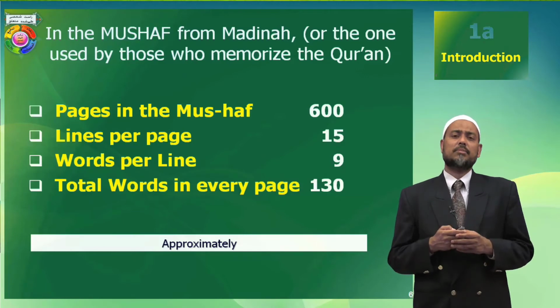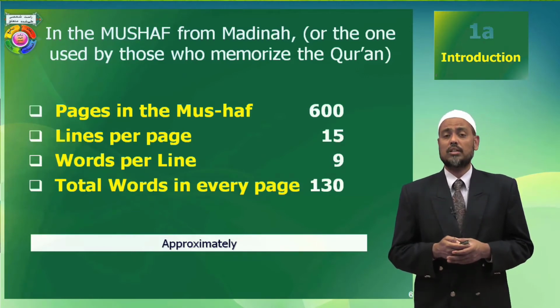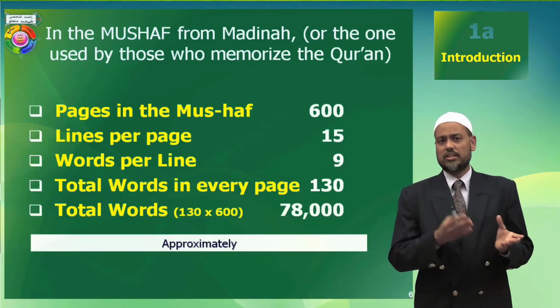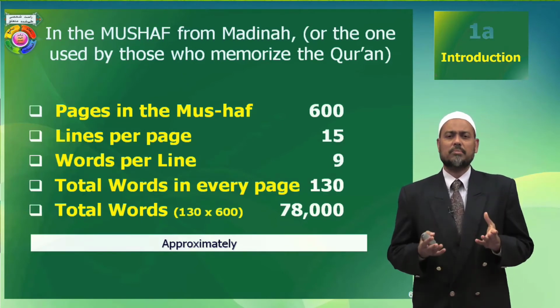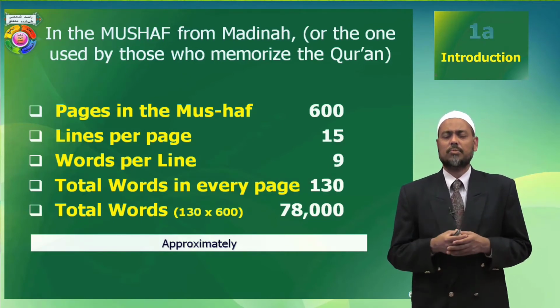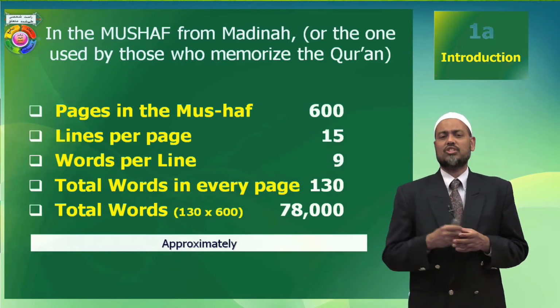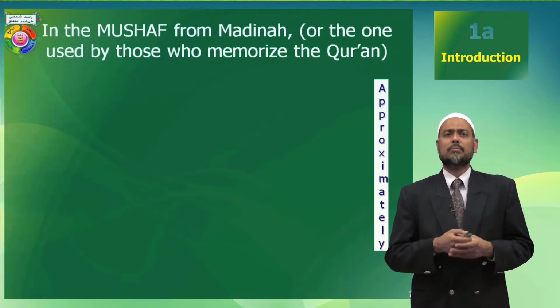And because there are 600 pages and 130 words per page, the total number of words in the Quran are 78,000. 130 times 600, 78,000. And these are all approximations. So we have to understand 78,000 words. That's our task.